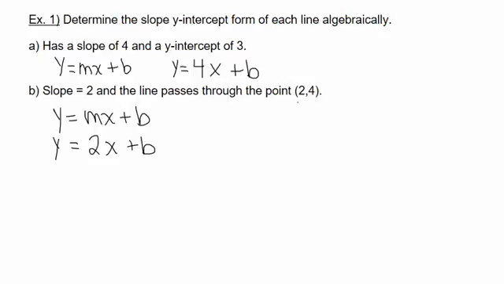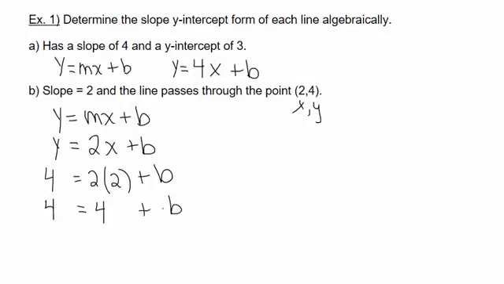So we know that for this point, 2 represents x, and 4 represents y, so let's plug in those numbers for x and y, and then we can solve for b. So plug in 4 for y, and 2 for x, and then let's isolate for b. So 4 equals 4 plus b. Now let's bring 4 to the other side, so we'll subtract 4 from both sides. These cancel out, and we're left with 0 equals b. So now we know the value of our y-intercept.